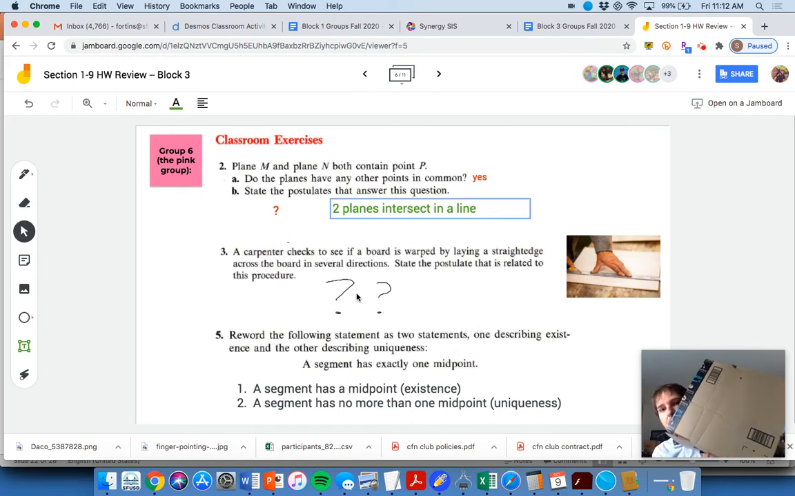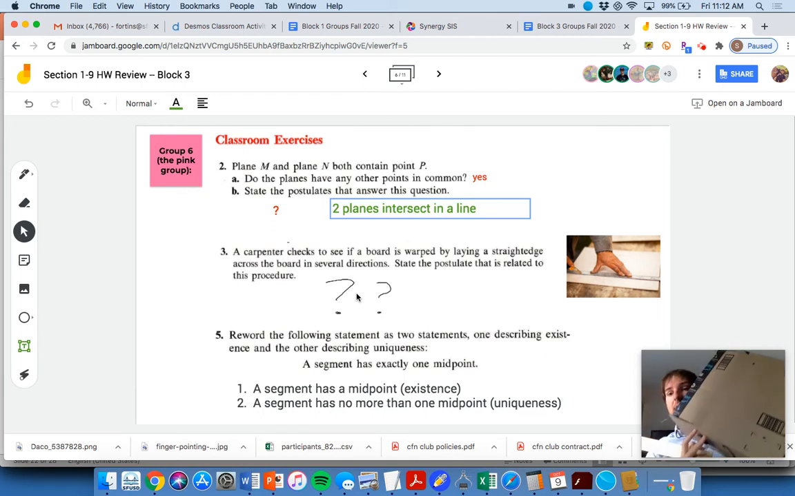The idea is that if we have a board and we want to lay a straight edge on it to see if it's warped at all, remember, a board would not be warped. A wooden board, ideally, we'd want to be flat. So we want a wooden board to represent a plane, because a plane is an infinitely long, flat surface. So if a board is flat, we can apply the rules that we know about planes to say if it really is a plane or not.